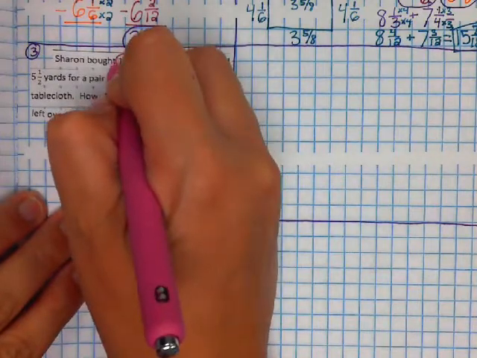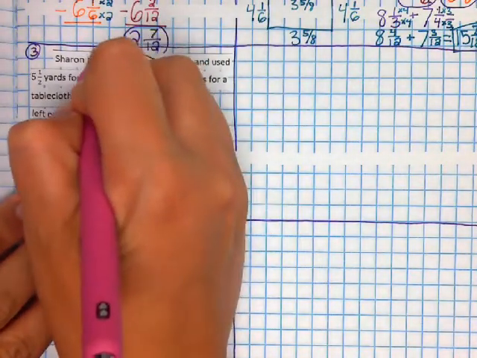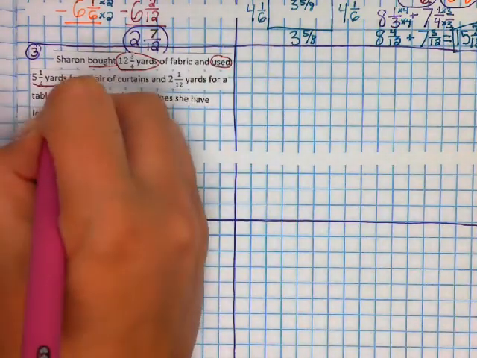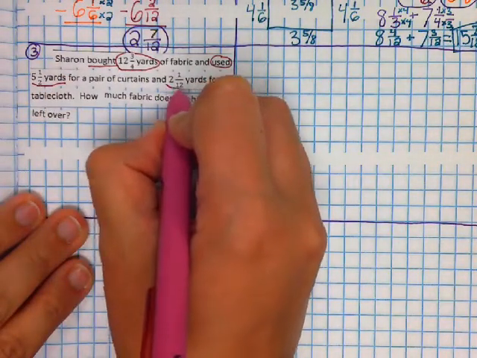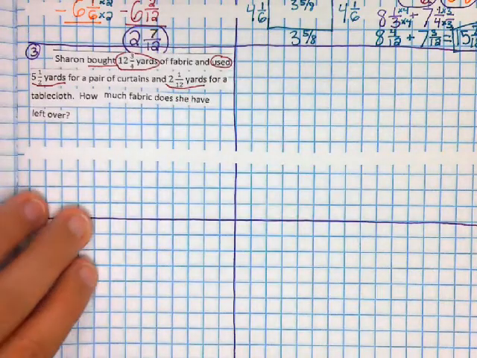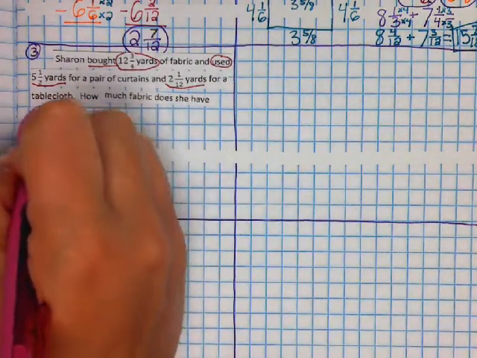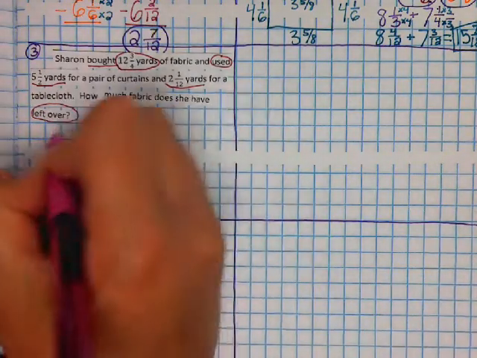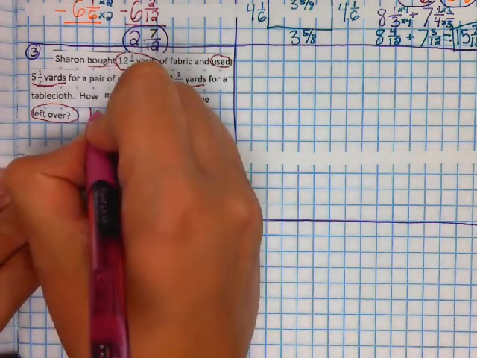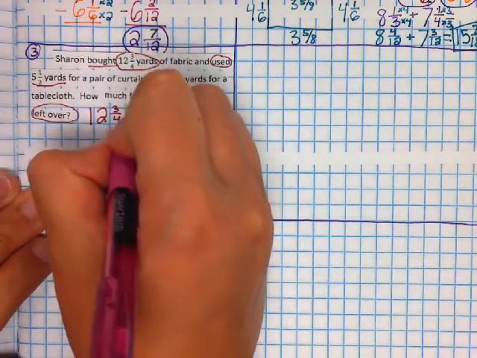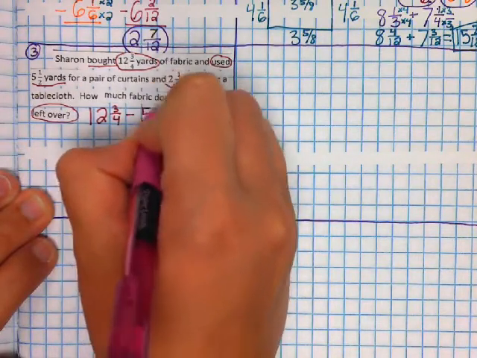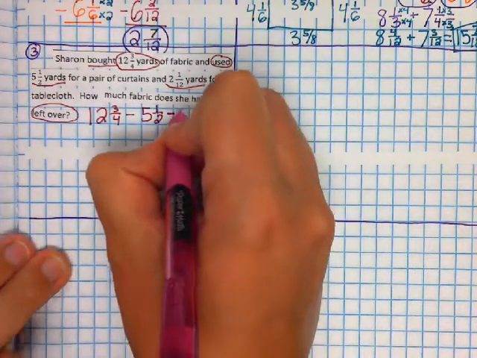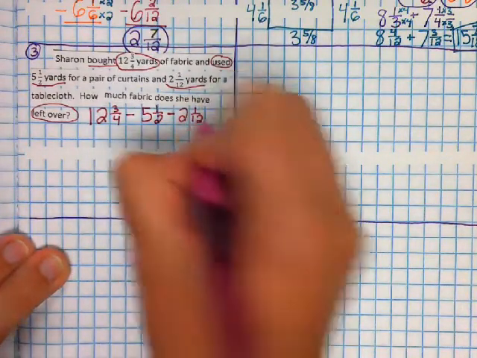So she bought 12 3/4. She used 5 1/2 yards, and she used 2 1/12 yards for the tablecloth. How much does she have left over? So we need to subtract. Well, we start with what she bought. So let's write out our problem first. 12 3/4 minus 5 1/2 minus 2 1/12.